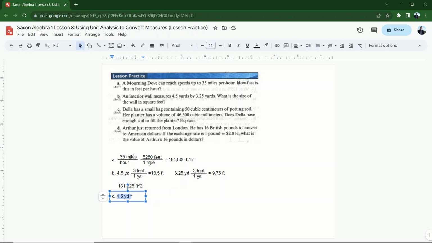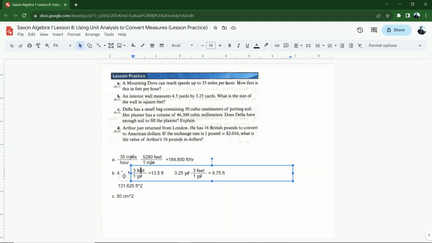So all I need to do here is change 50 cubic centimeters to cubic millimeters, and that will tell me if I have enough. If that number is bigger than 46,300, yes, I have enough to fill. If it's smaller than that number, then no, I do not. All right, now the easy way to do this one is to do two conversions.